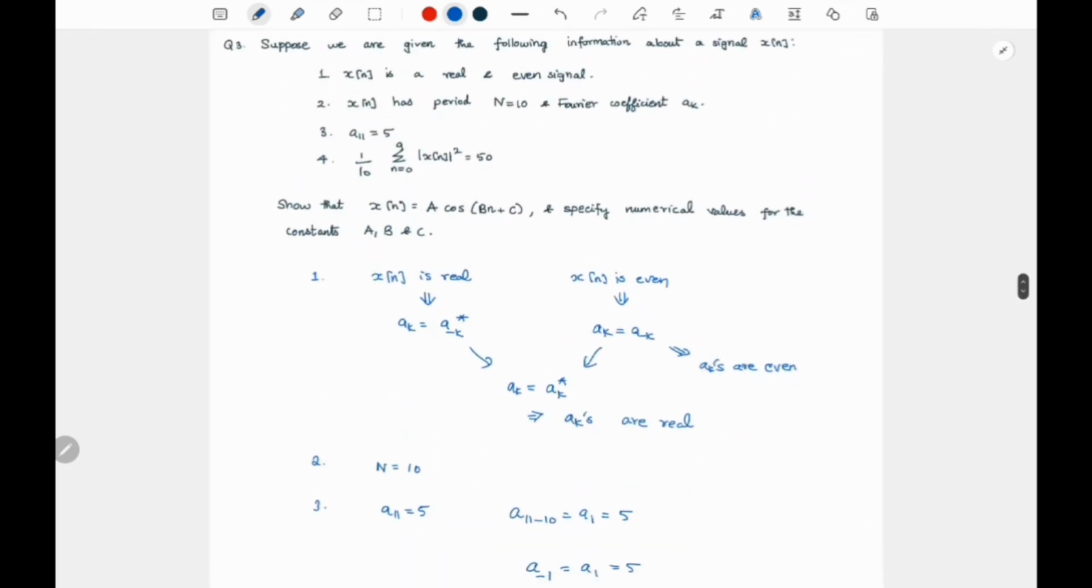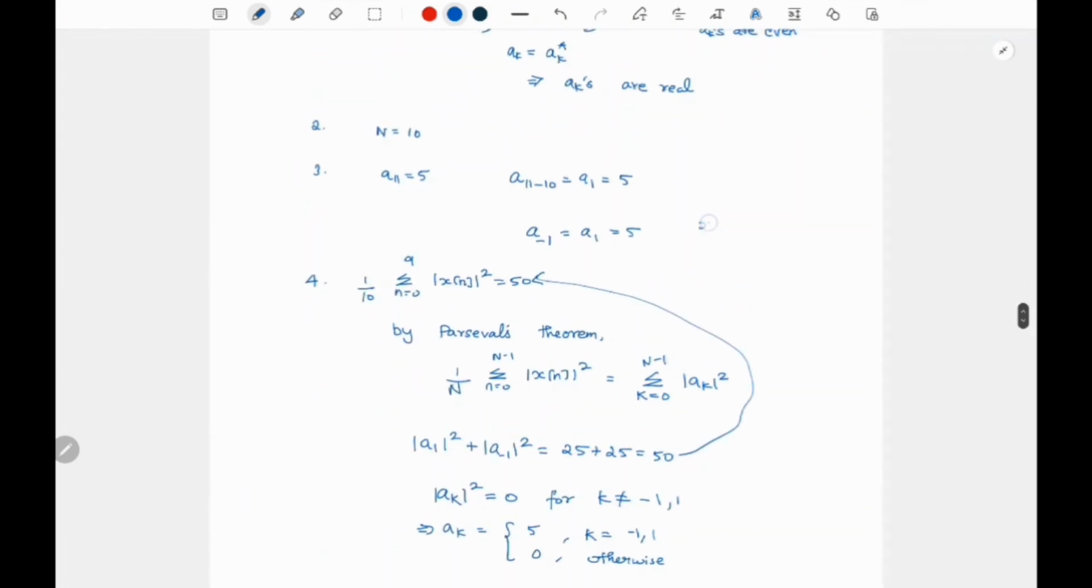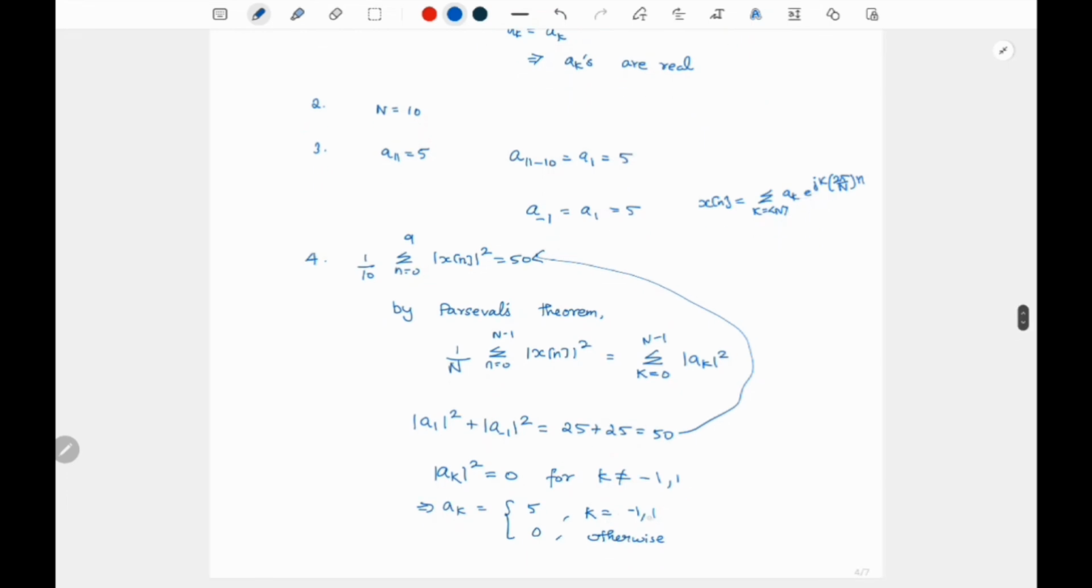Okay, but we have to write x of n in this form. So what will we do? I'll write x of n equal to summation k over n of a_k e power jk 2 pi by n into n. I can choose any period. It's not necessary that I choose from 0 to n minus 1. So I'll choose a period such that minus 1 and 1 are there. So then what will I get?